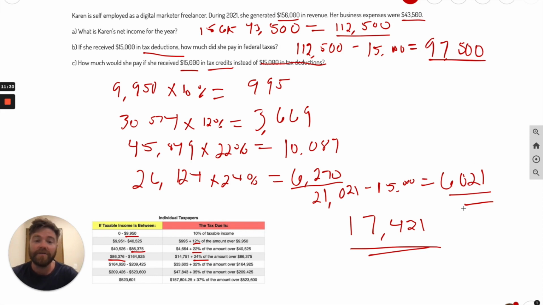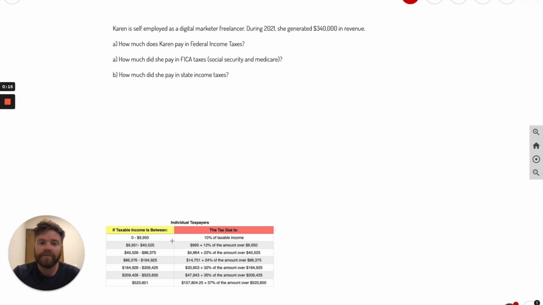So let's move on here to the next problem. Okay, so for this next problem here, it's going to be 3 parts. We're going to go through federal income taxes, talk about FICA, and then state income tax. So we'll do it one by one. So in this one, Karen generated $340,000 in revenue. Let's go ahead and do her federal income taxes first.